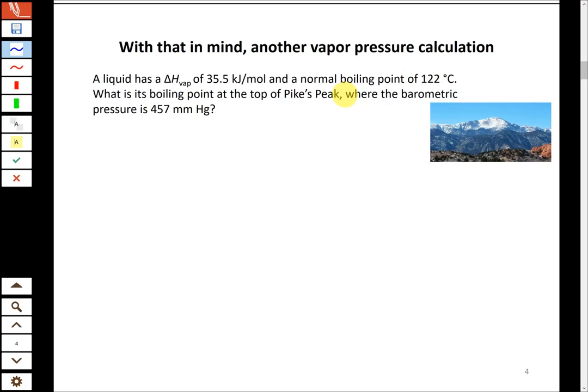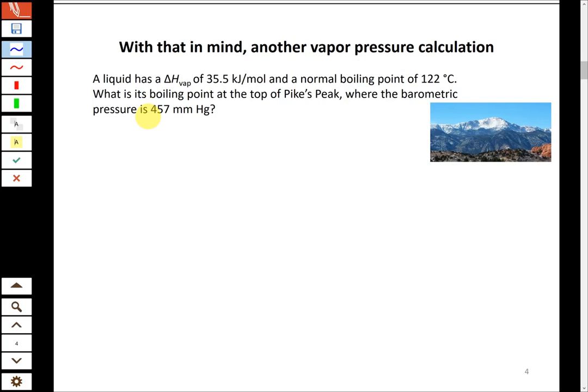What would this boiling point be at the top of Pike's Peak, where the barometric pressure is 457 millimeters of mercury? So if you go to the top of the mountain, the pressure lowers. If you've been up there, you experience what that feels like. It's not always a great feeling. And so we're going to see how the boiling point changes when you go to these lower pressure atmospheric conditions.